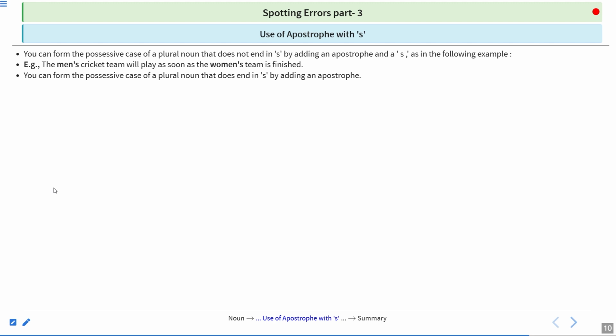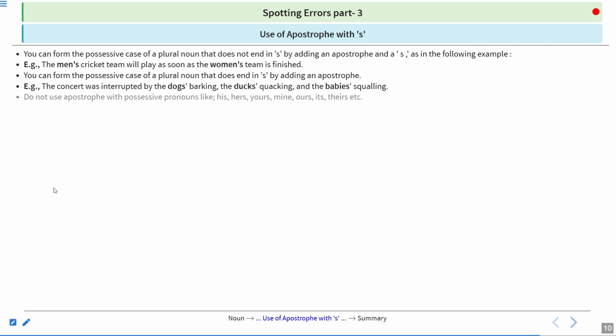You can form the possessive case of a plural noun that does end in s by adding an apostrophe. The concert was interrupted by the dogs' barking, the ducks' quacking, and the babies' squalling. Do not use apostrophe with possessive pronouns like his, hers, yours, mine, ours, its, theirs, etc. Yours faithfully, yours truly, yours, our garden, his pen, hers purse, theirs room.